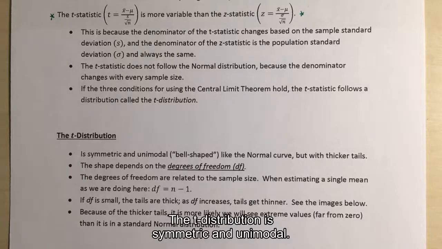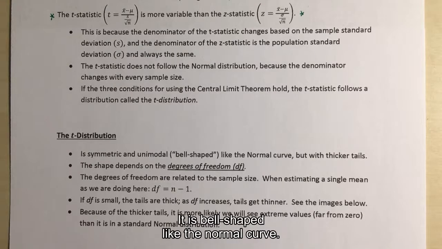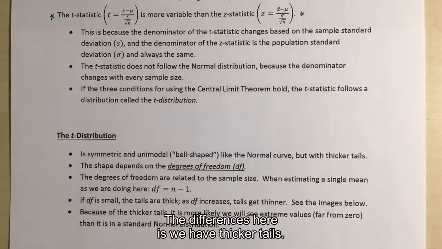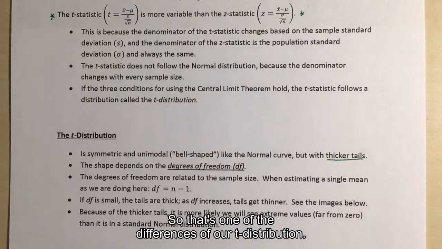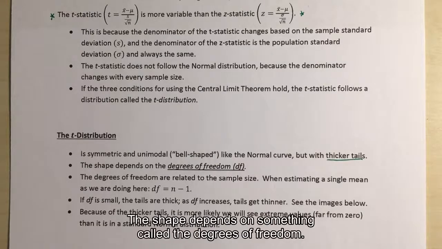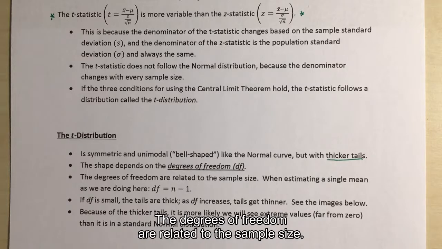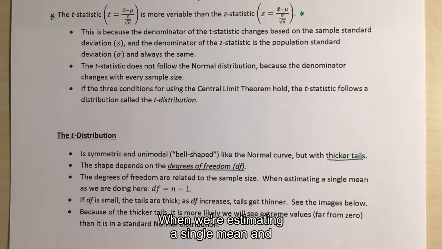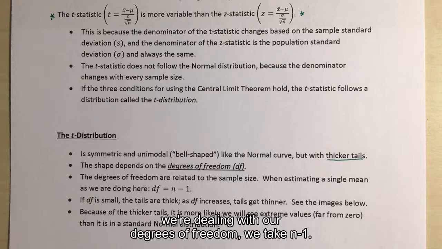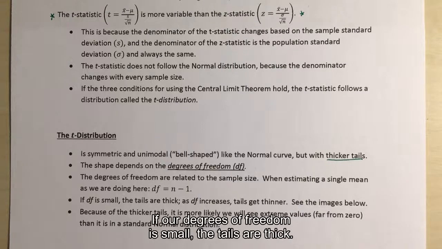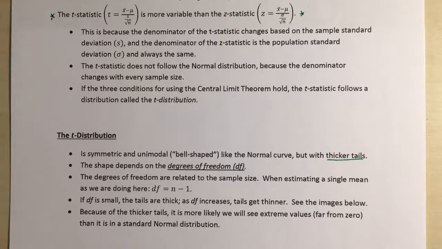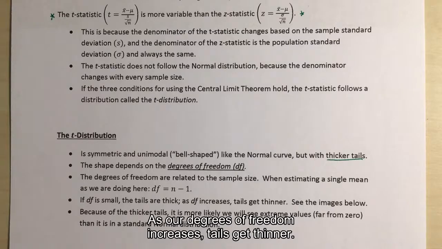The T-distribution is symmetric and unimodal. It is bell-shaped like the normal curve. The difference here is we have thicker tails. So that's one of the differences of our T-distribution. The shape depends on something called the degrees of freedom. The degrees of freedom are related to the sample size. When we're estimating a single mean and we're dealing with our degrees of freedom, we take n minus 1. So our sample size minus 1 gives us our degrees of freedom. If our degrees of freedom is small, the tails are thick. As our degrees of freedom increases, tails get thinner.